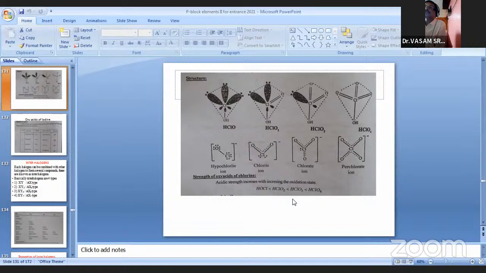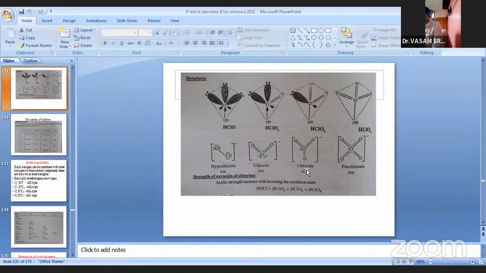The strength of the acids of chlorine: the acid strength increases with increasing oxidation state. So out of the 4, HClO4 exhibits the highest acidic strength, HOCl is a weak acid, and HClO4 is a strong acid. Because in the last acid, chlorine has 4 oxygens bonded around it, and strong resonance structures are possible here. That's why it is strong.